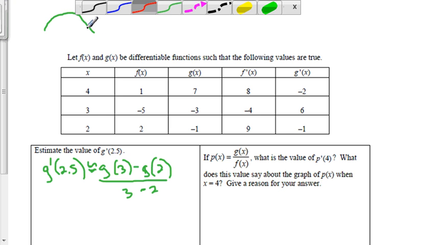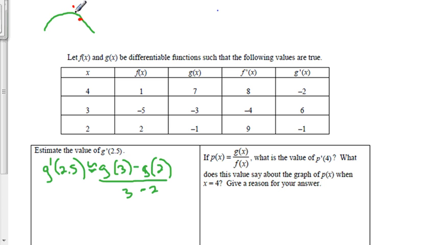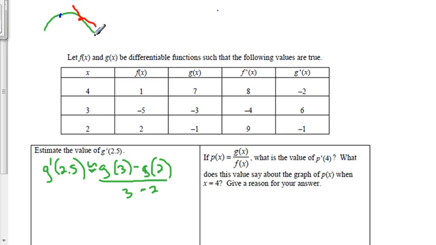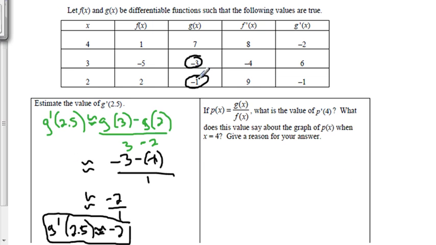So if I'm trying to find this tangent line right here, well, I'm going to cheat a little bit, and I'm going to use this point and find the secant line. And we're going to say, hey, that's pretty close of an estimate for what the tangent line is. So let's look at the table and fill in those values. And using those values in the table, we find out that a good estimation for the derivative of g at 2.5 is negative 2.